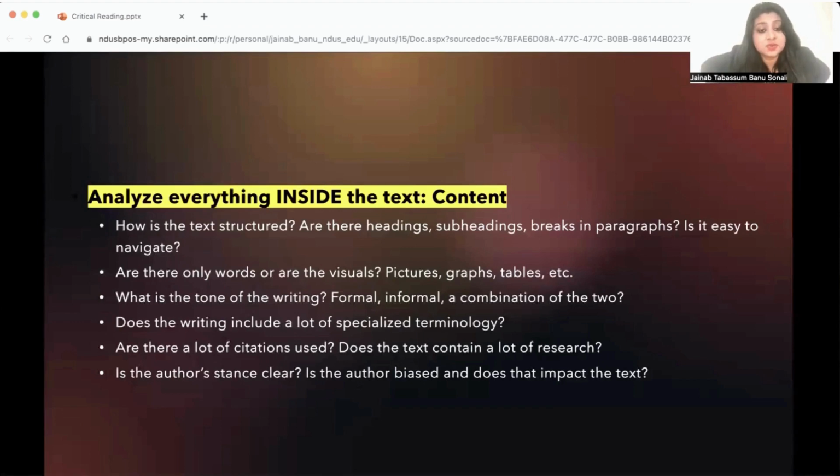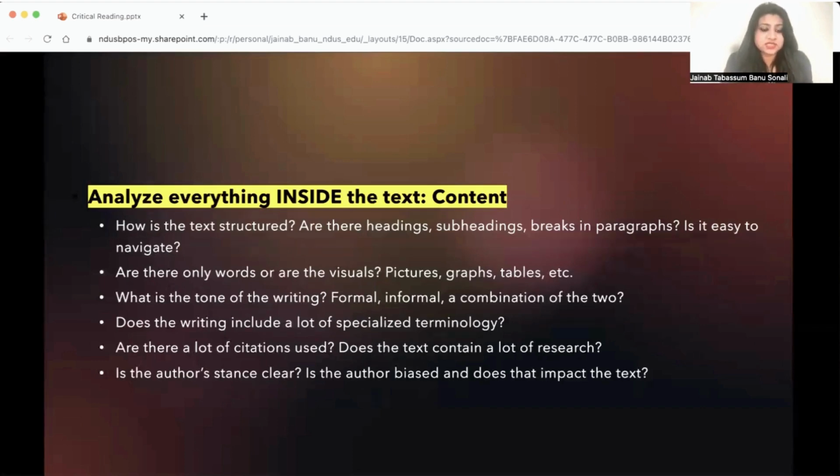And then, what is the tone of the text? Formal, informal, a combination of both. And if the tone is sarcastic, then you need to understand the cultural context as well, because humor cannot be translated. So if you find humor in the text, you need to understand the cultural context. So the content will lead you to the context.